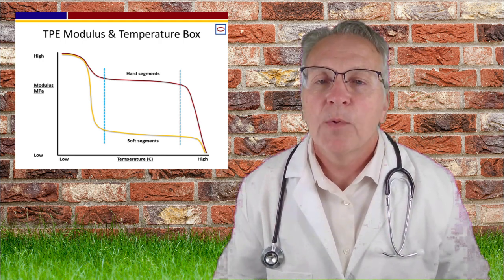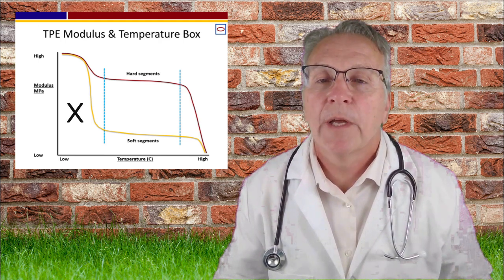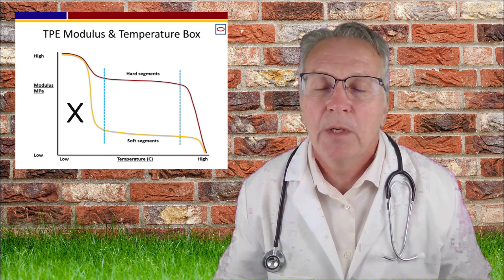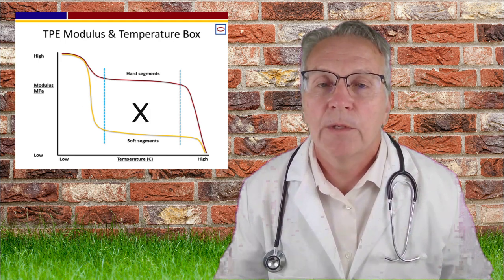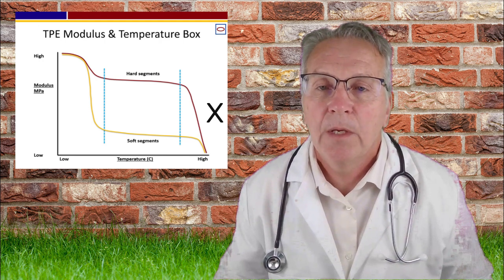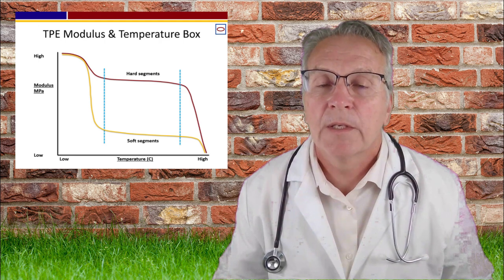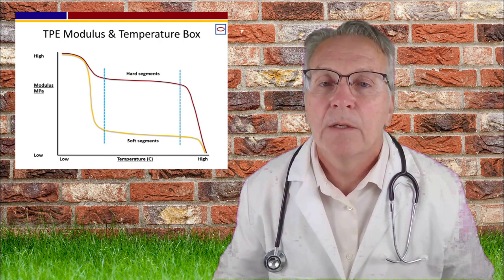As we increase temperature moving left to right, the TPE transitions from a rigid state, which is unusable as a TPE, to a flexible state, which is usable, to a melting state, which is unusable as a TPE. Therefore, with low and high temperature extremes, we exceed the ability of the TPE to function.